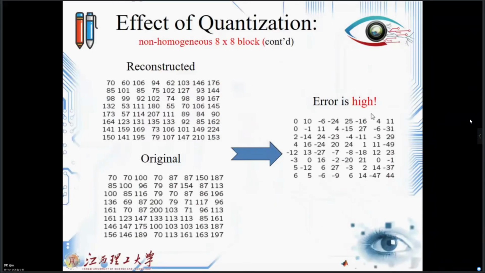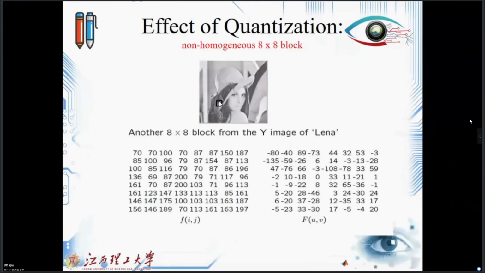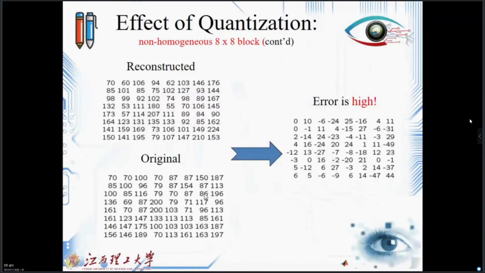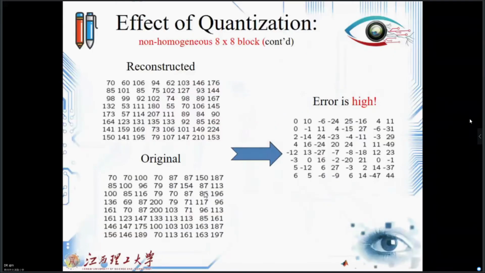What was the difference? The difference was in the block that we took. This block was non-homogeneous, and the previous one was a homogeneous block, which shows something that you will understand exactly in this specific task that I give you. Anyway, till now, what we learned was about this JPEG compression.